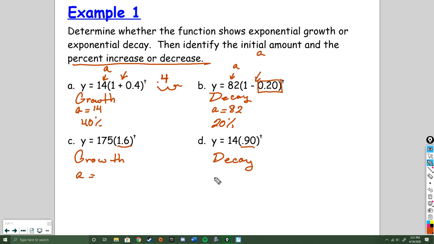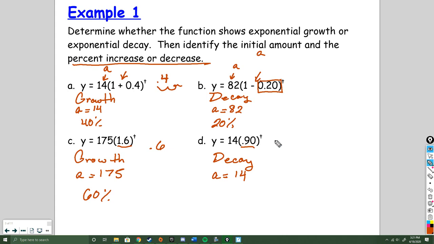All right, the initial value is just still going to be that value right before. 175 is that initial value here. 14 is the initial value in part D. And then finally, for the percent increase or decrease, we're not going to use the whole 1.6. We're going to have to just use the 0.6. How much is it over or how much is it less than 1? So it's 0.6 over 1, which would be a 60% increase over each time period.